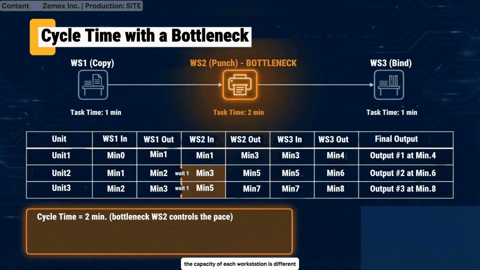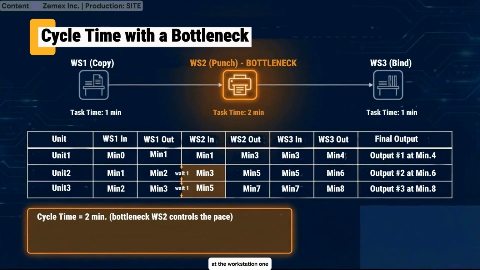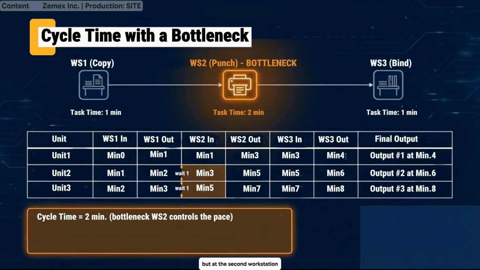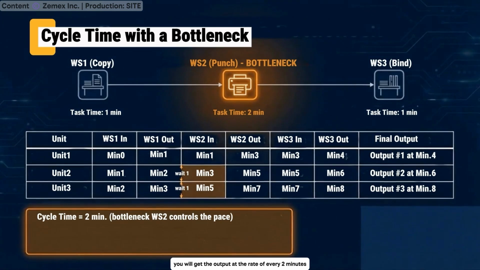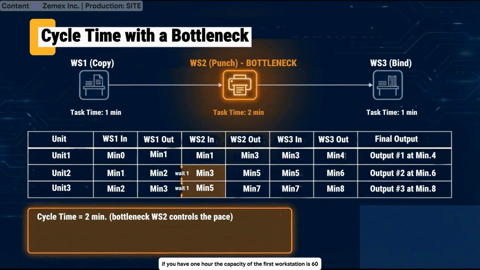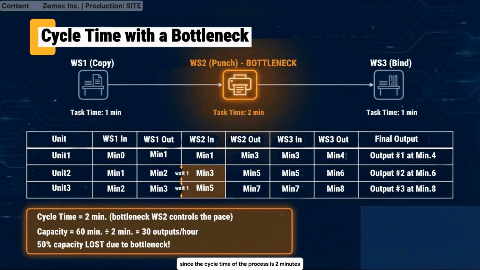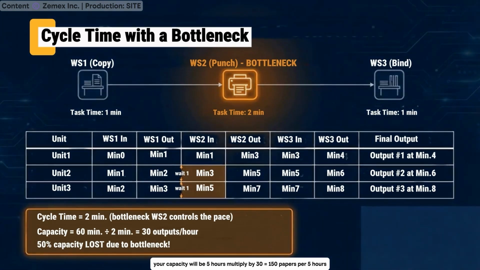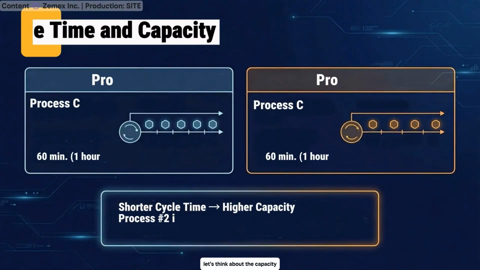The line is not balanced. As a result, the capacity of each workstation is different. At workstation 1, you will get output every 1 minute. But at the second workstation, you will get output every 2 minutes. If you have 1 hour, the capacity of the first workstation is 60, but the capacity of the second workstation is 30. Since the cycle time of the process is 2 minutes, in 60 minutes you can complete 30 copies per hour. And if you have 5 hours, your capacity will be 5 hours multiplied by 30 equals 150 papers per 5 hours.